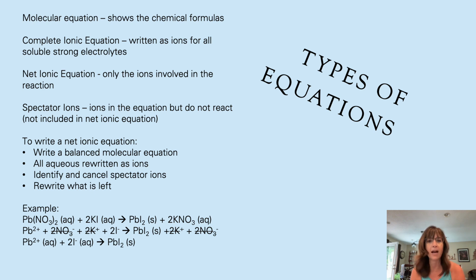We don't break PbI2 down, it's a solid. And then 2KNO3 breaks into 2 potassiums and 2 nitrates. So notice I struck out the potassiums and the nitrates. They occur on both sides. That means they are spectators. They are there, but they are not actually reacting. What actually is happening? You have lead ions combining with iodide ions to make lead iodide. That is your net ionic equation. Now go tackle the homework and the DQ questions on this unit.